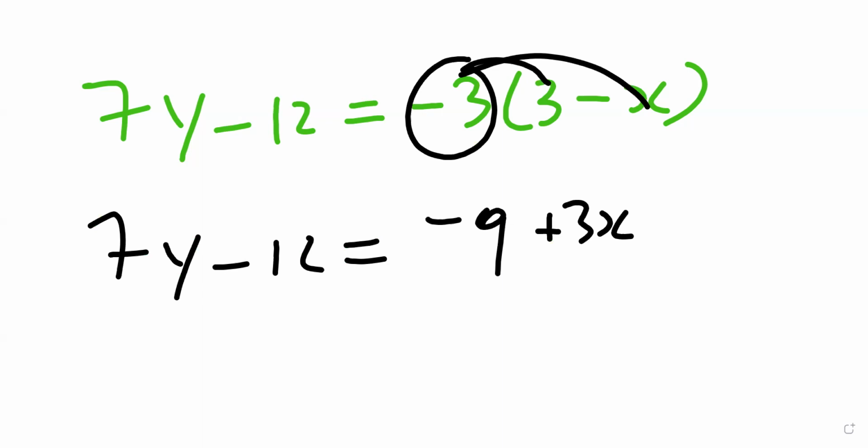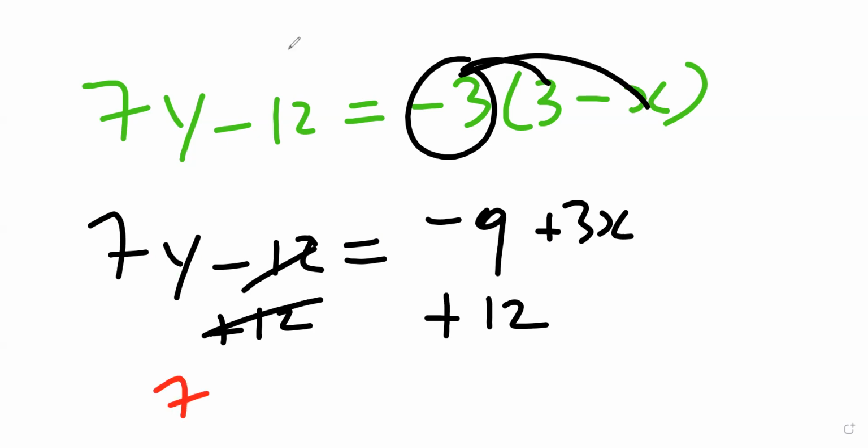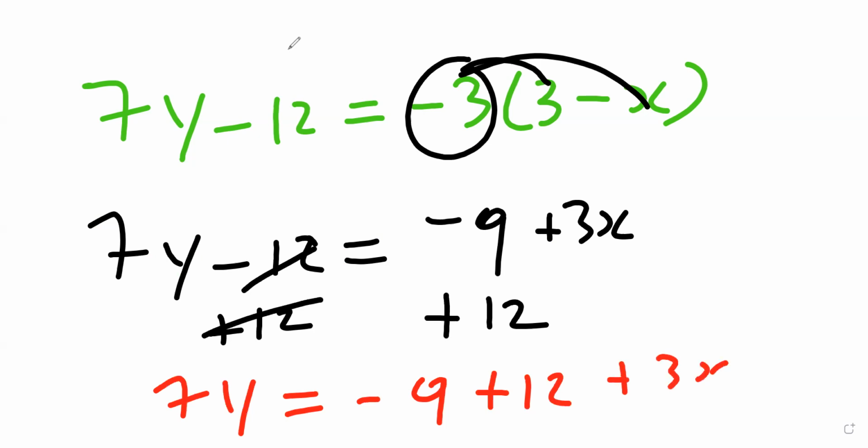So if you look at this, the 7 is attached to the y, so the 7 will be the last thing we move. And we're going to move this -12. So the opposite of this term is a +12. Whatever I do on one side, I do the same thing on the other side. That cancels. And so what we have now is 7y is equal to -9. I'm going to shift this over and bring the 12 right there.